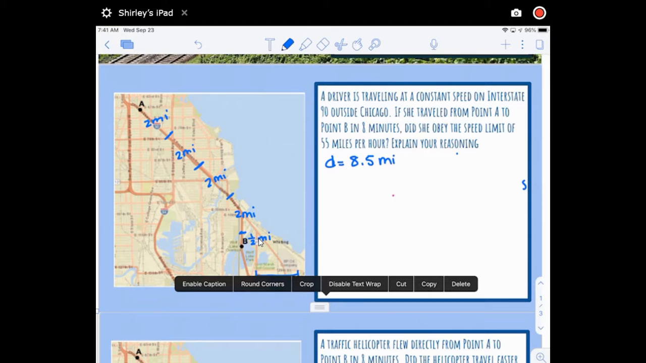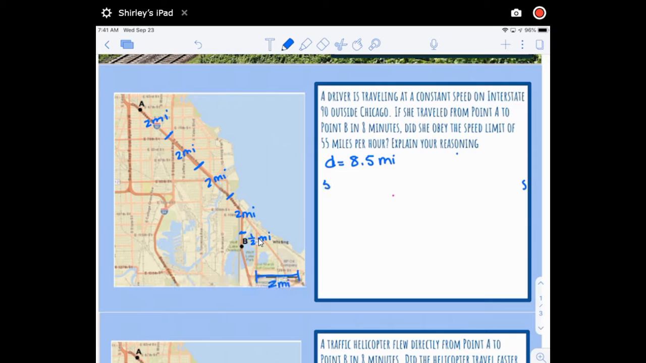I need to figure out if she obeyed the speed limit of 55 miles in 1 hour. So I need to know what her speed is. But all I know right now is that she went 8.5 miles in 8 minutes. My first hiccup here is that my time is in minutes. I need to convert that to hours. So I'm going to do some side work over here. I want to know 8 minutes is how many hours, because if we're talking about speed, we're always talking about hours. I'm not given any other information.